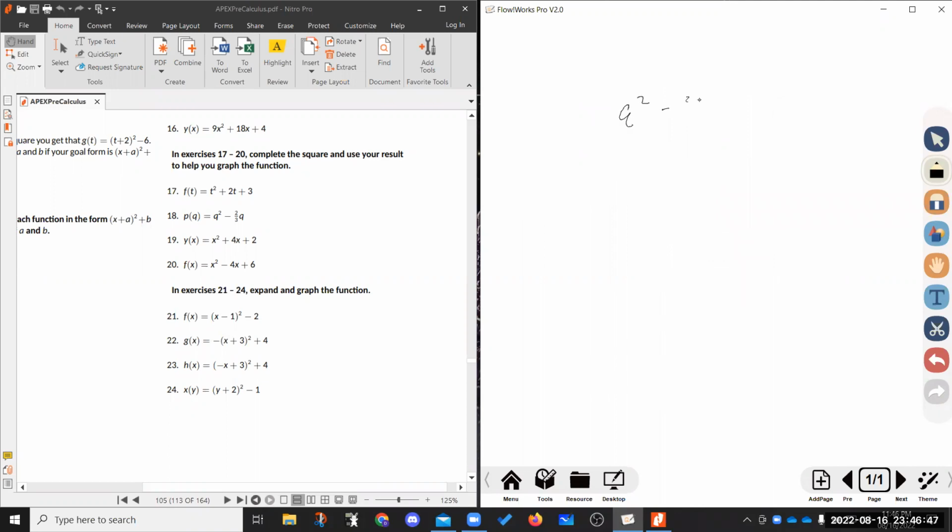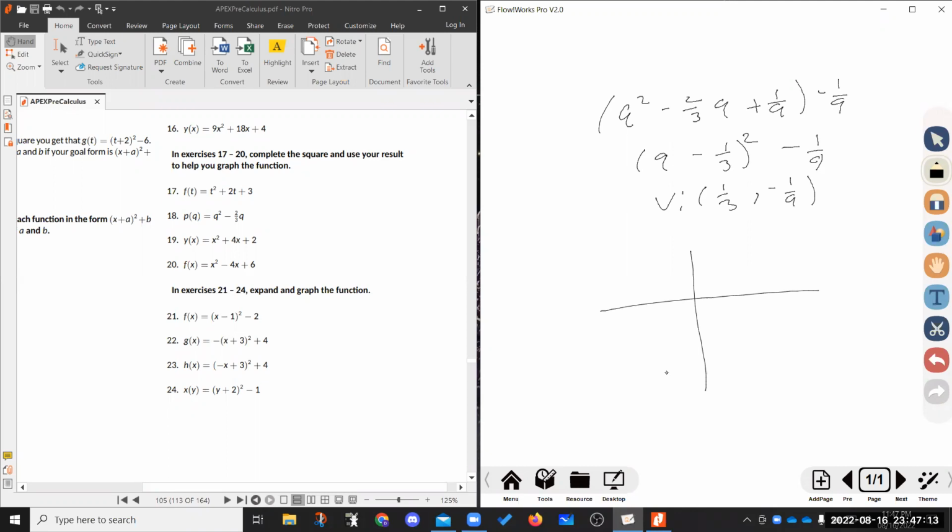q squared minus 2/3 q. Take half of it and square it is going to give me 1/9 minus 1/9. Give me q minus 1/3 squared minus 1/9. My vertex is at 1/3, -1/9. So 1/3, -1/9 is somewhere right here.